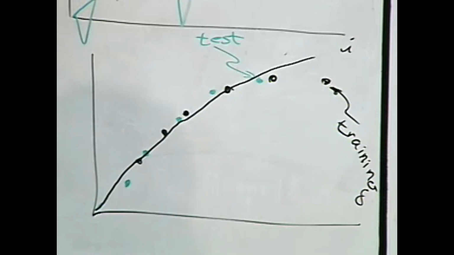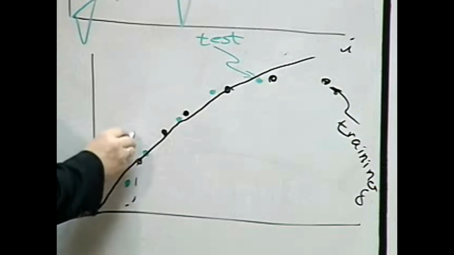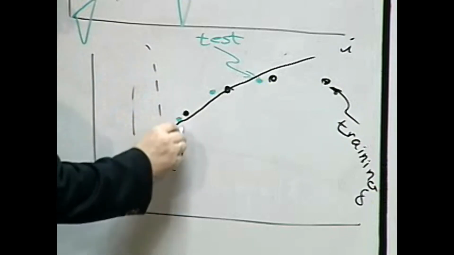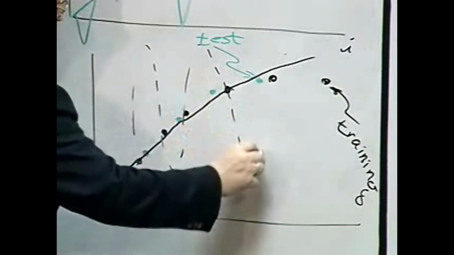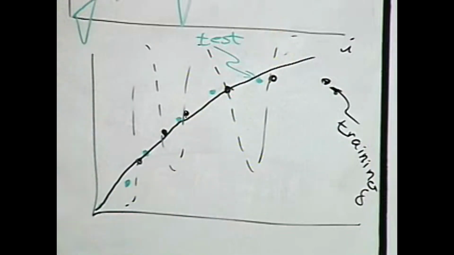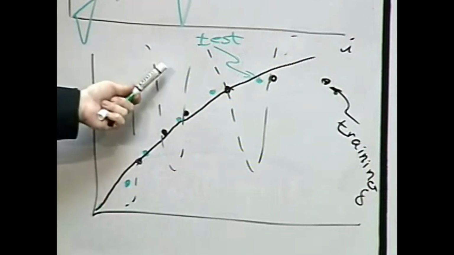And that's okay. And now what I'm going to do is draw that crazy curve that goes through all of the black data exactly. So this one has zero error. So this dashed line actually has a smaller error than the solid black line, right?